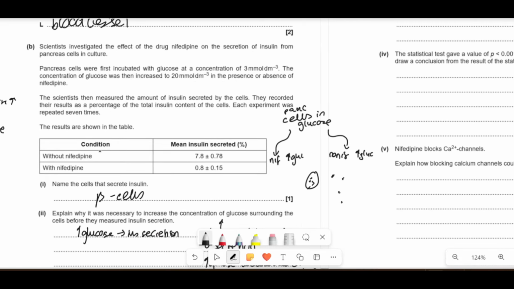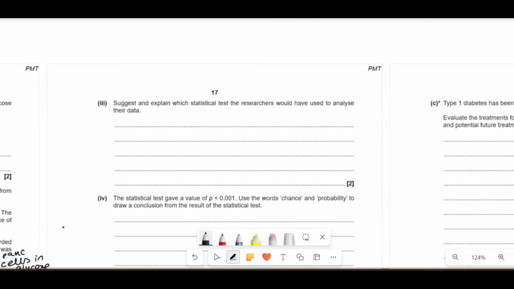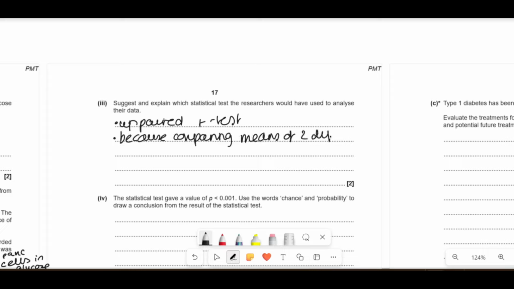So we're looking at the conditions of the cell without nifedipine and with nifedipine, so they're two separate groups. It's not like the cells go through one thing and then the next thing. It is two separate groups that are going through these things. And they've measured the mean insulin secreted. So we're looking to see if there's a difference between the means of two separate groups. So that means it has to be an unpaired t-test. Why? Because we are comparing the means of two different groups.